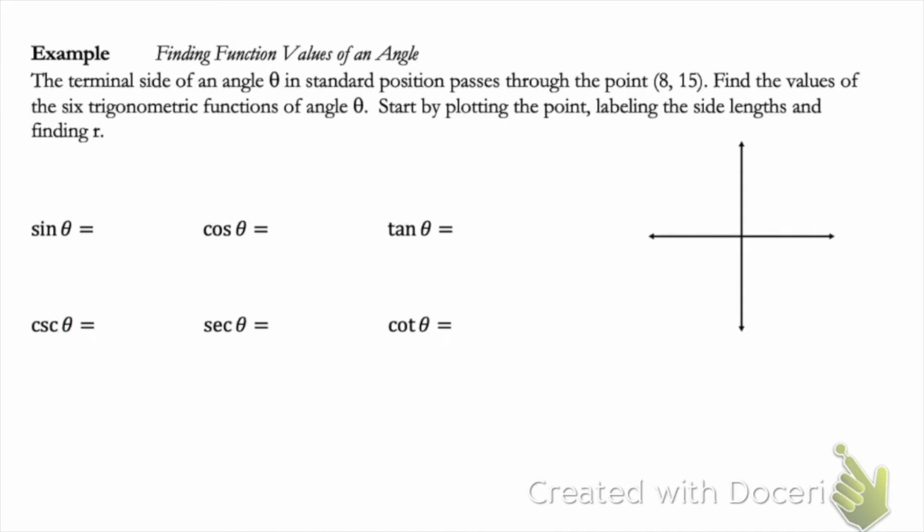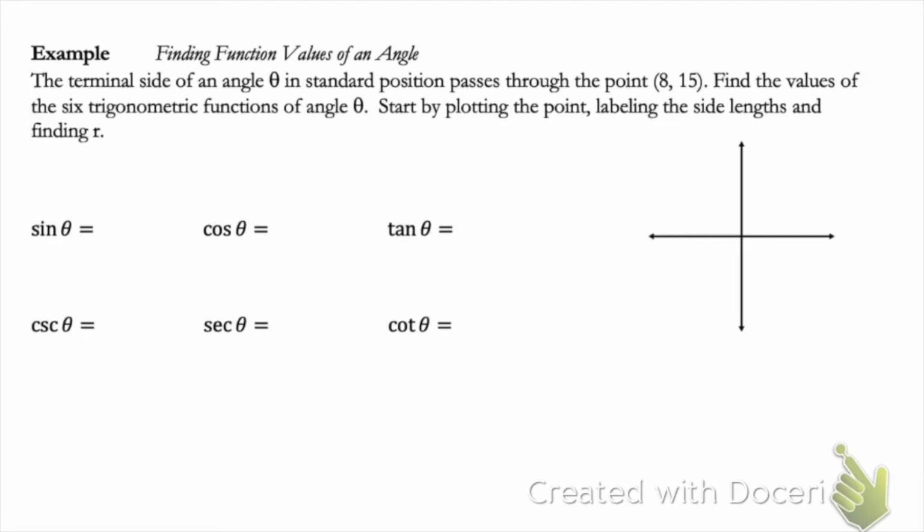Example: the terminal side of angle theta in standard position passes through the point (8, 15). Find the values of the six trig functions of angle theta. Start by plotting the point, labeling the side lengths, and finding r. So the first thing we need to do here is graph it. We're going to plot the point (8, 15) and draw our angle in standard position.